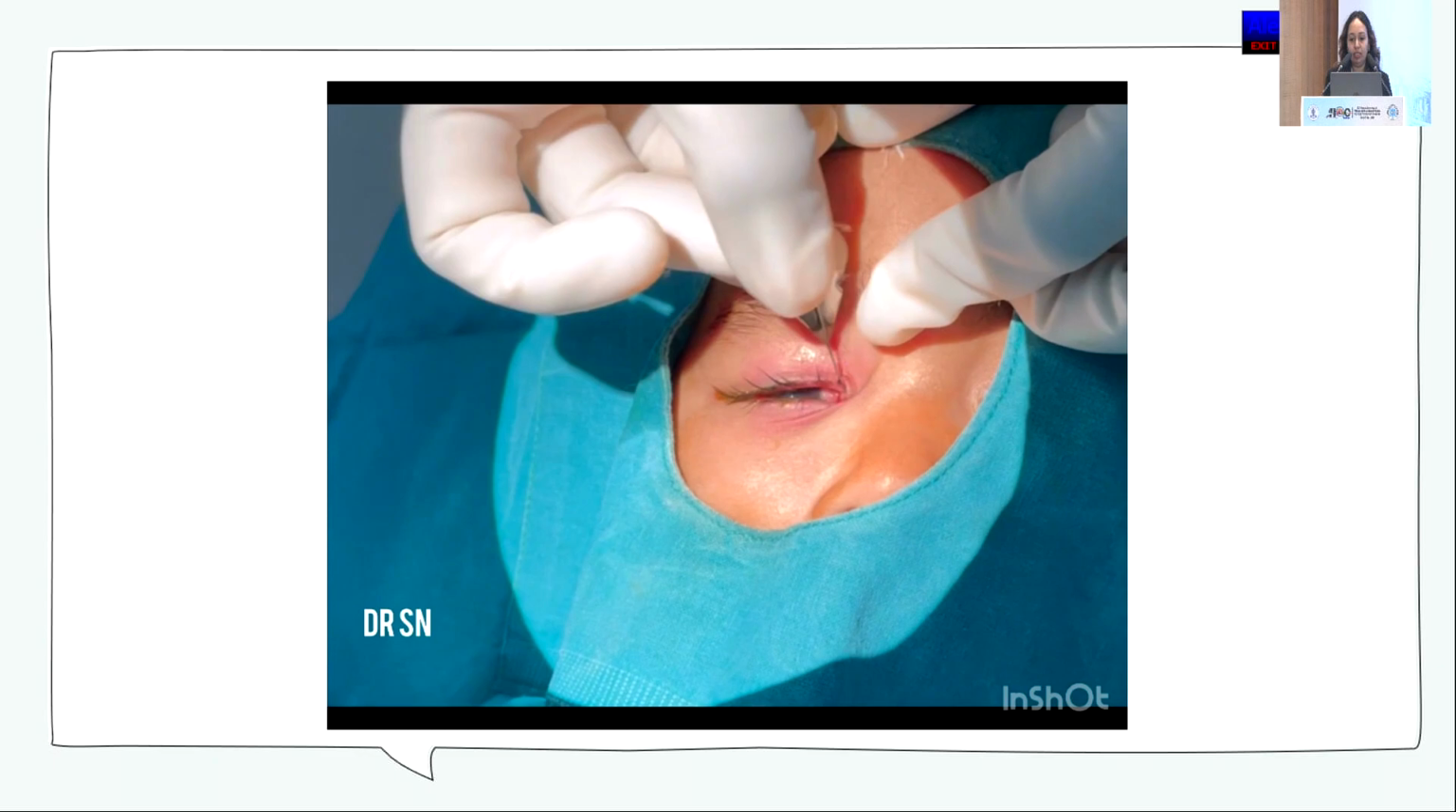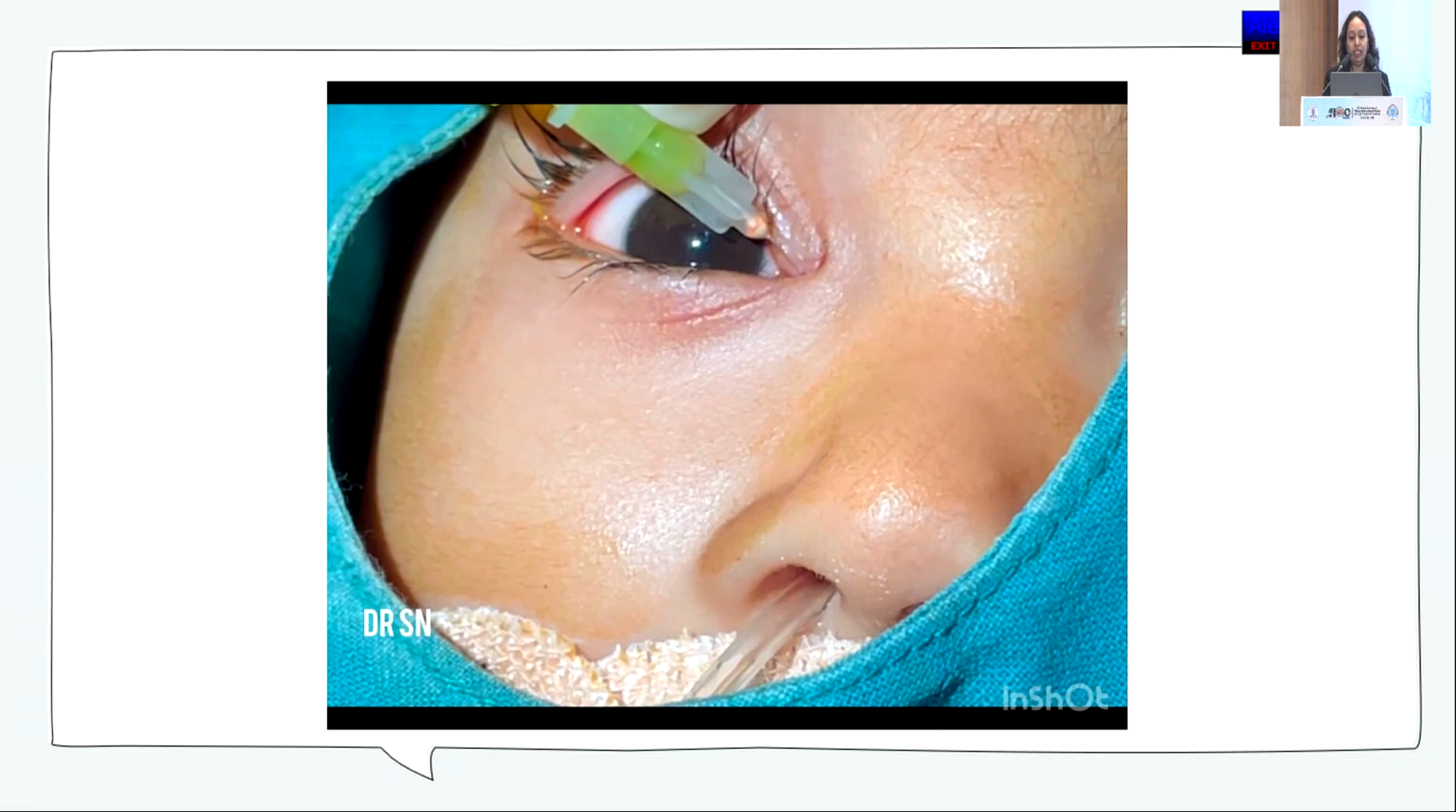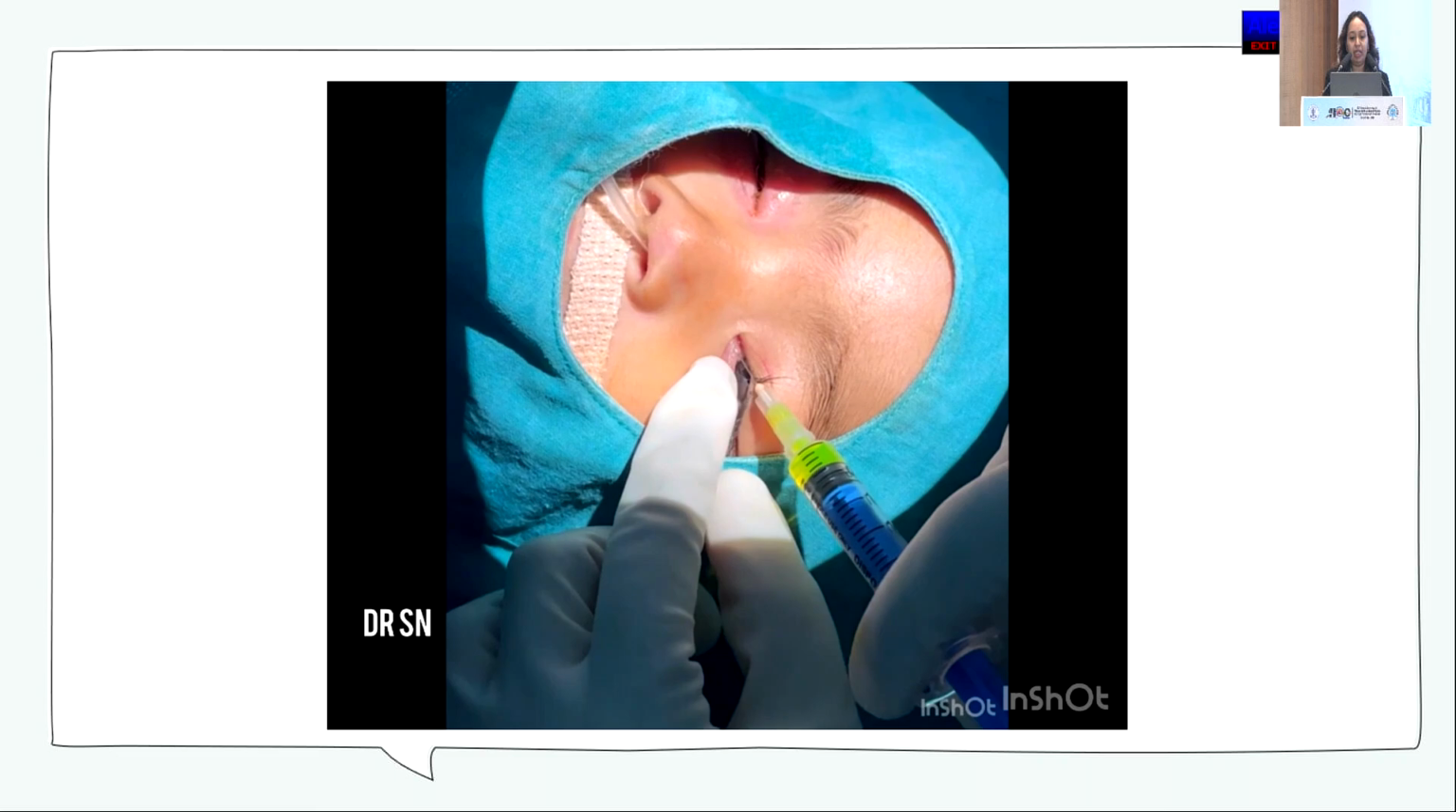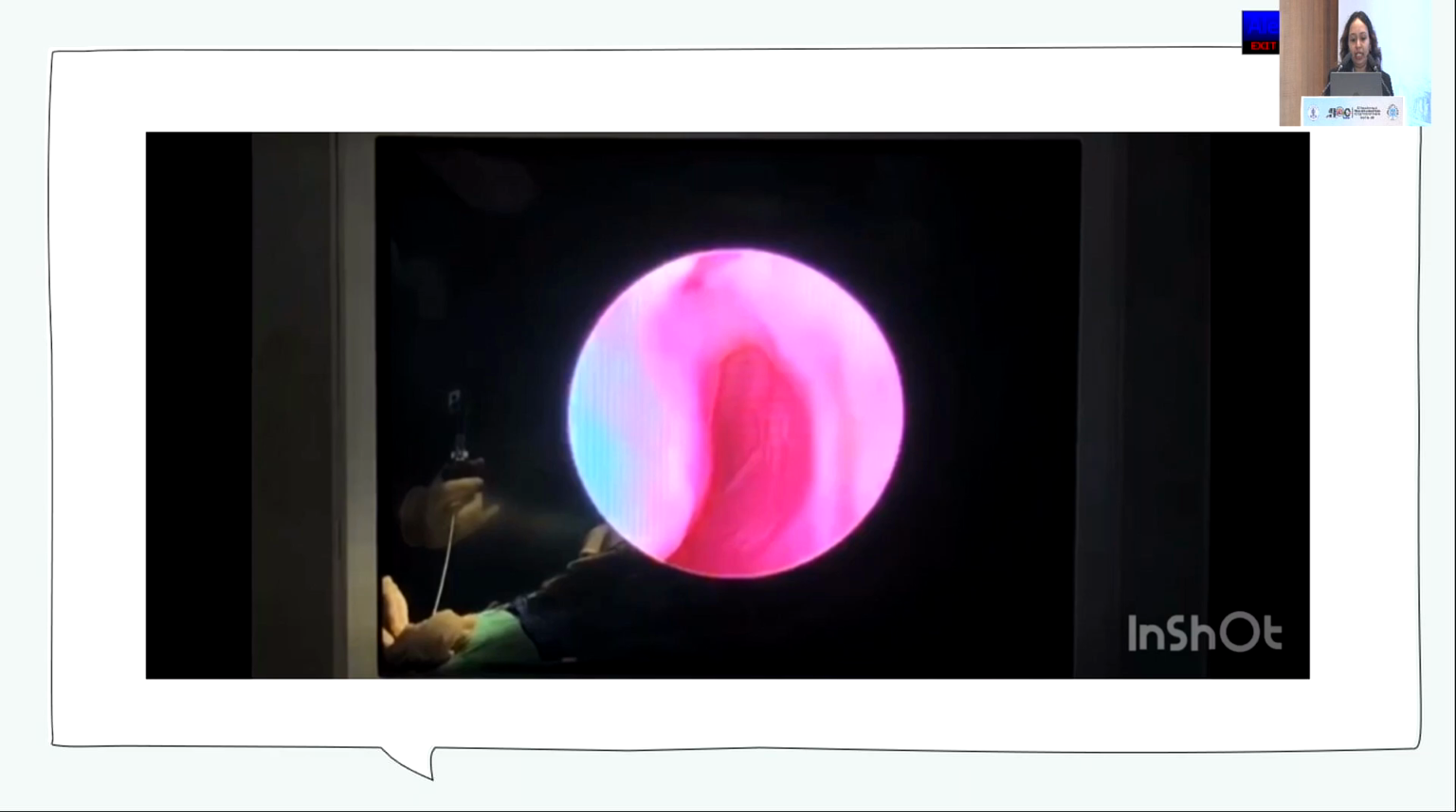And this is the repeat of the syringing test. You can see the fluorescein in the nose. And we have to check for the patency of the other eye also. This same procedure can be done under endoscopic guidance. You can see a membrane at the valve of Hasner, and the probe is coming out successfully.